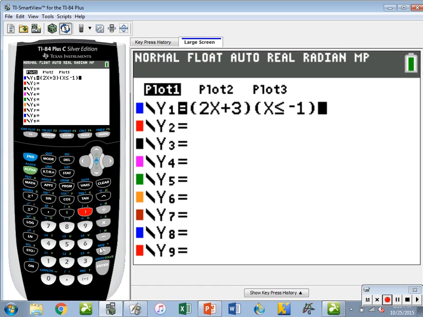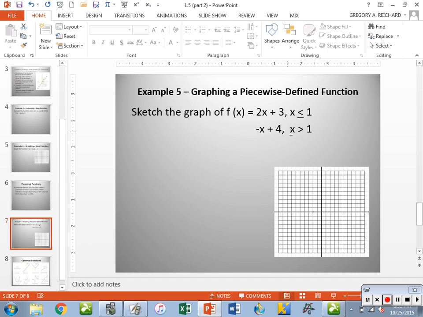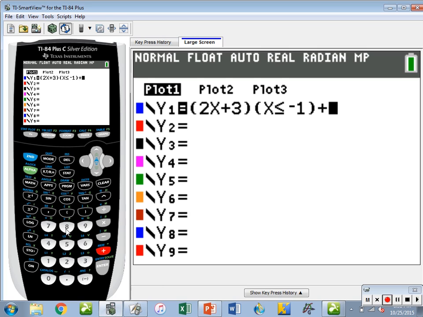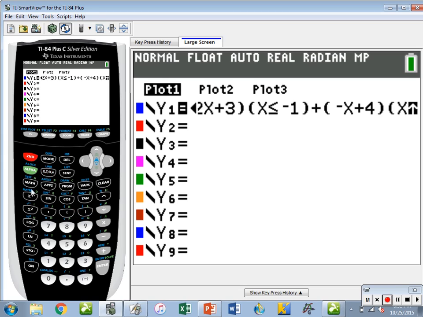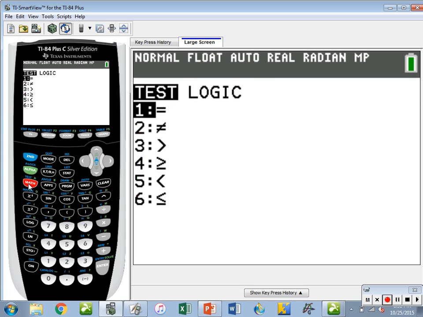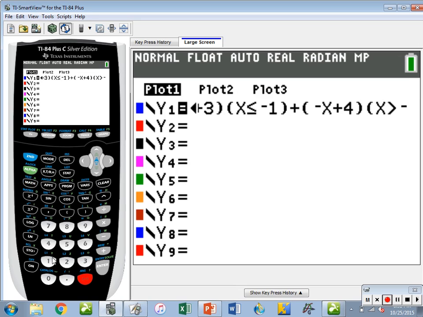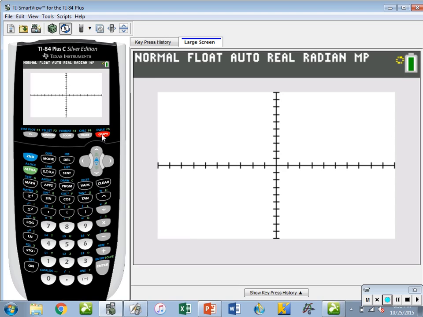And then plus, and then I'm going to put the second piece in, which is -x plus 4 for x greater than -1. So I'm going to put in its own parentheses the function -x plus 4, and then the condition after that. So I got in its own parentheses, x is second math, greater than is 3. I'm going to put a -1 at the end there. And when I graph this, here's what you get.